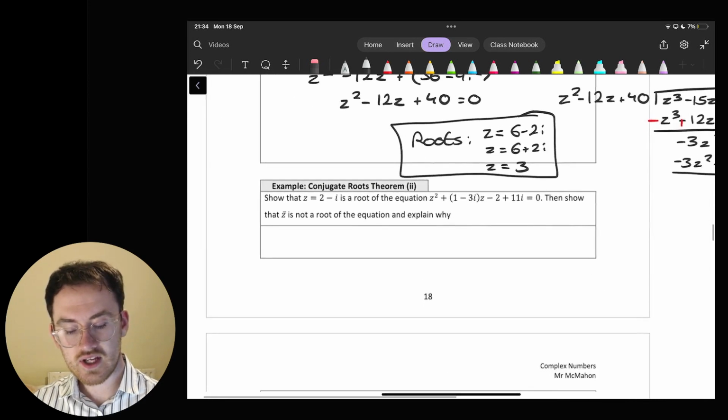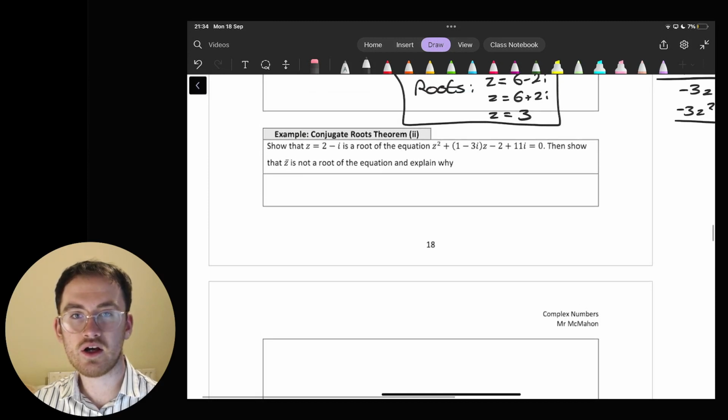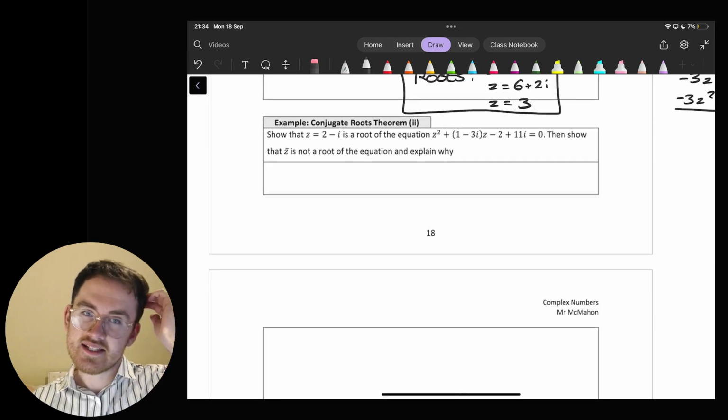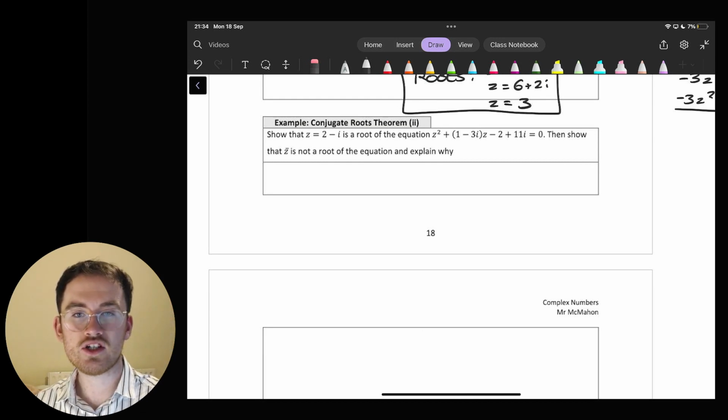If we look through that example that we have here, now I know I've kind of blanked it out, but we can follow along. So if we're showing that z equals 2 minus i is a root of the equation, and then show that the conjugate of z is not a root of the equation and explain why.